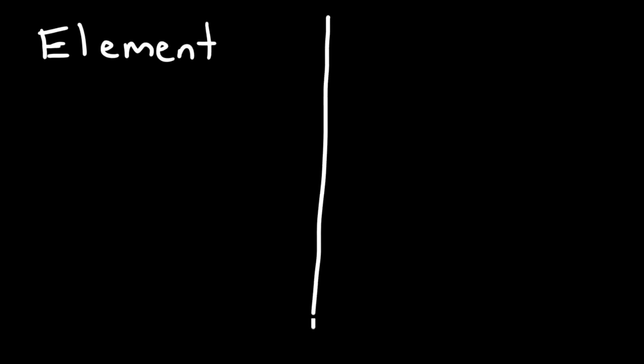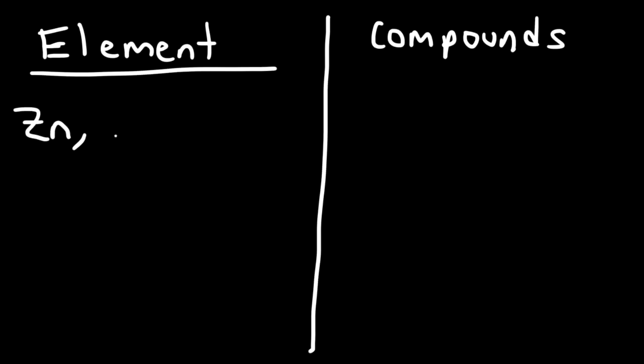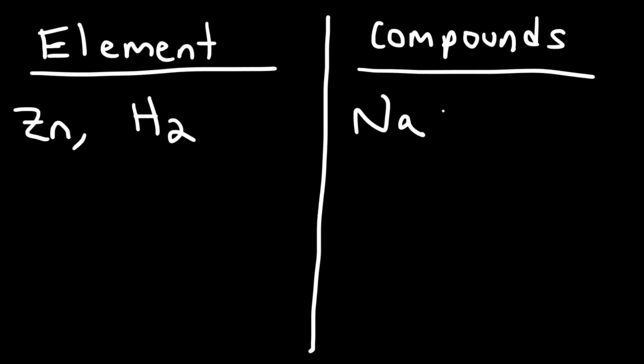Now, you need to distinguish an element versus a compound. A pure element consists of one type of atom, whereas a compound consists of different types of atoms. So for example, zinc is a pure element. It's only composed of zinc atoms. Hydrogen gas is a pure element. It only consists of hydrogen. Sodium chloride is a compound because it consists of two different types of atoms, sodium atoms and chlorine atoms.